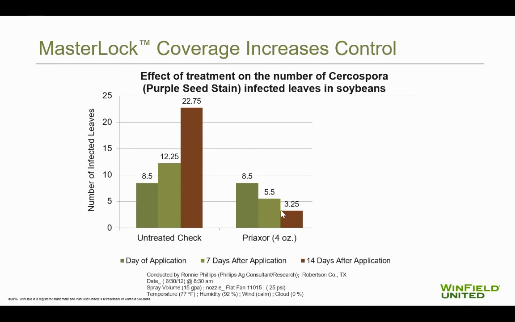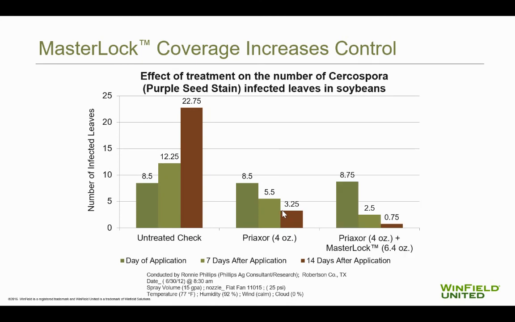So that's the value of fungicide. But what about the value of Master Lock with the fungicide? Here, as we add Master Lock, we see the same disease pressure at the start. But as we've added Master Lock to the Priaxor, we see a greater reduction in the disease pressure, both at 7 days and then at 14 days after application. And so the value of getting greater deposition in the crop canopy, right sizing our droplets to get more of the valuable fungicide or the valuable insecticide or that micronutrient deposited uniformly throughout the crop canopy to give us a higher return on our investment from that input.